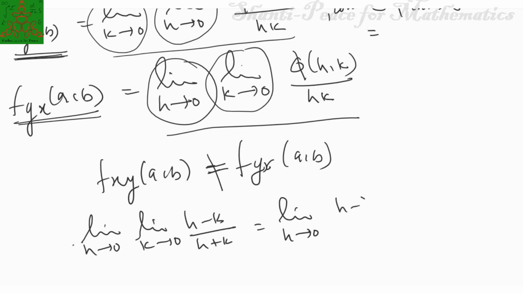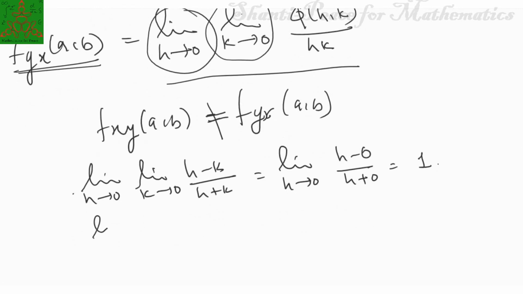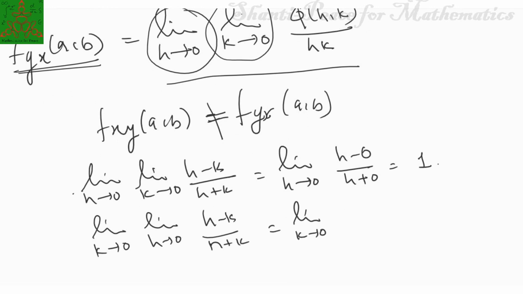That's why it is (h - 0)/(h + 0), so that will be 1. And on the other side, if we apply the k limit later and the h limit first, that is (h - k)/(h + k), we get, as k tends to 0, (0 - k)/(0 + k), which will give -1. So we see that the repeated limits are not equal, and the mixed partial derivatives are not equal here.